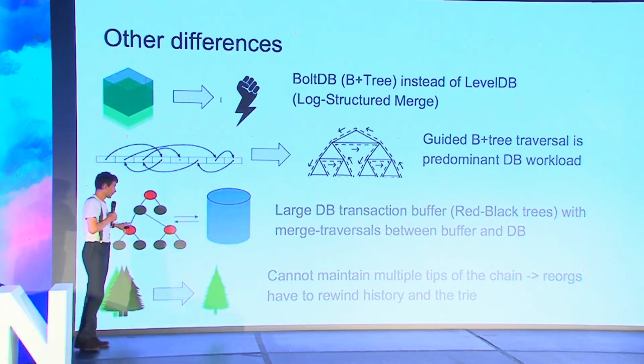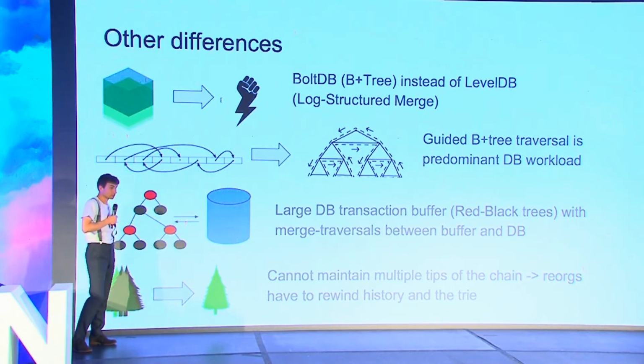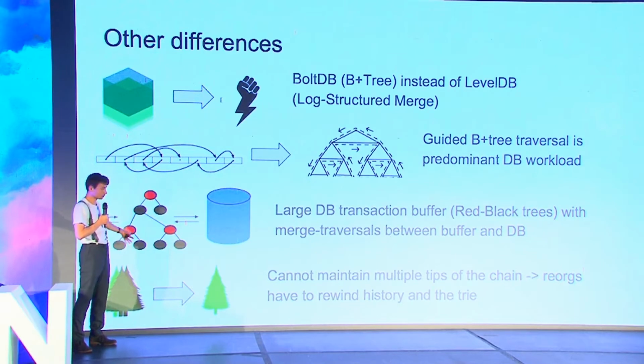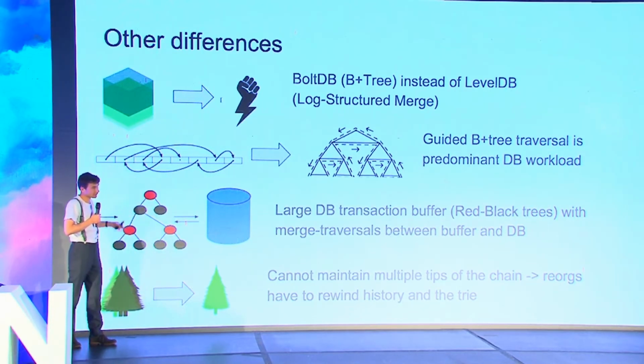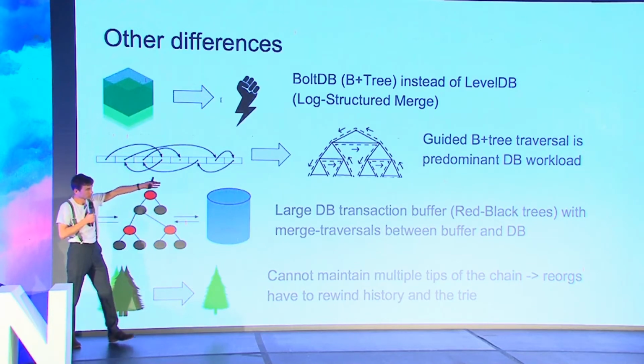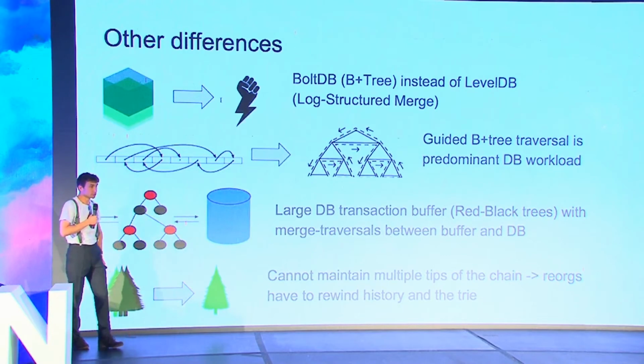Another thing is that because my batches are so large, they become a bottleneck on their own when they're in memory. So I just got some library with a red-black tree, but even there I had to modify it to be compatible with these guided traversals. So now, talking about the forest.